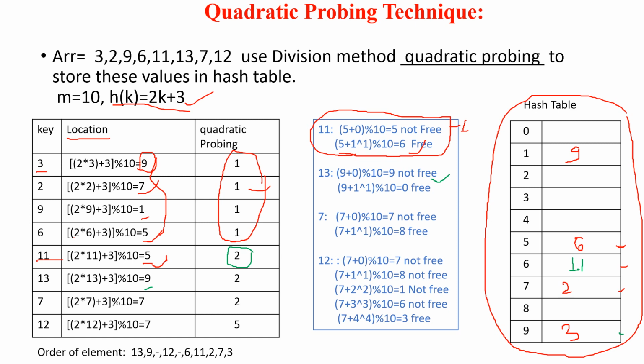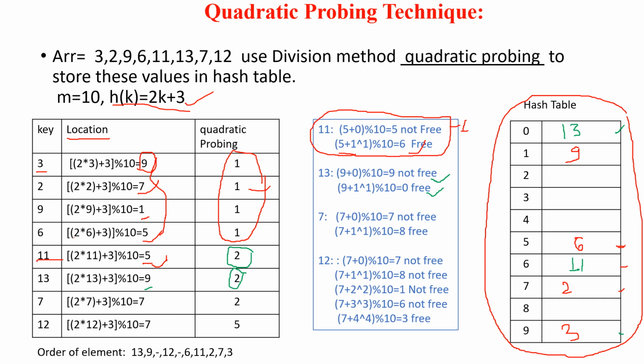Next what will you do? 9 plus 1 square, then you will get 0. Now check if the 0th index is free. Yes, the 0th index is free. So you are getting the 0th index free in 2 times. So here also the number of probes for 13 is 2, and the 13 is going to be stored at where? At the 0th index. So 13 is going to be stored at the 0th index.